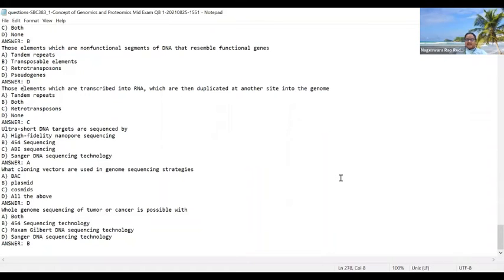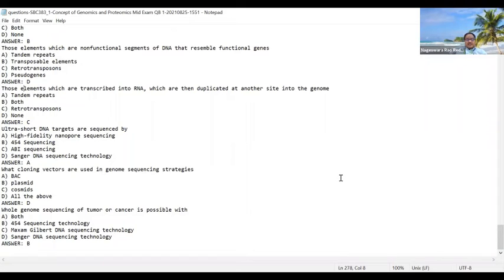Okay. Uday Prakash, what coding vectors are used in genome sequencing strategies? Sir, it is all of the above, sir. So one is a vector, the last one is also a vector. So the answer here is all of the above.